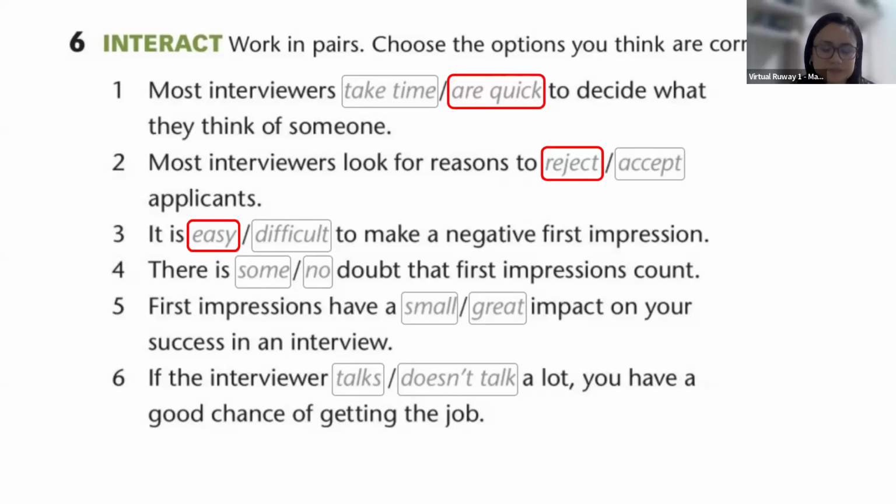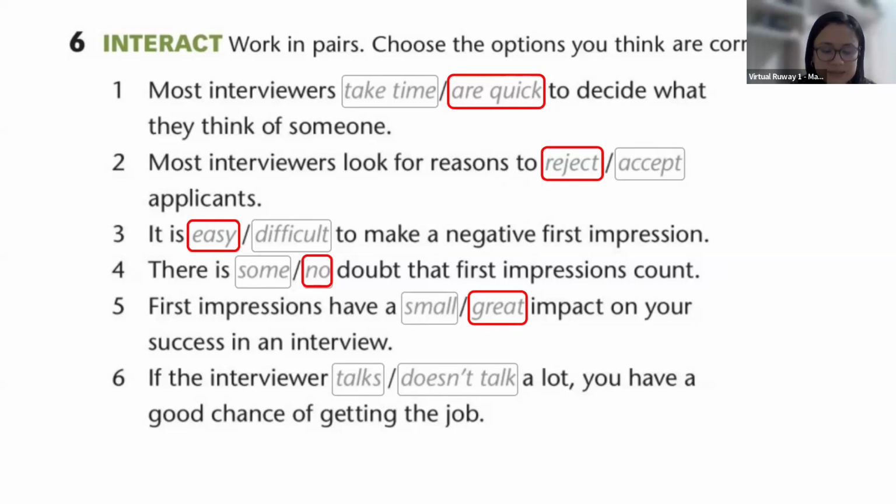Johan, number 4. There is no doubt that first impressions count. Yes, right? It's the better option. What about Kari, number 5? First impressions have a great impact on your success in an interview. Good. Be careful, Kari, with your microphone. Great, thank you very much.